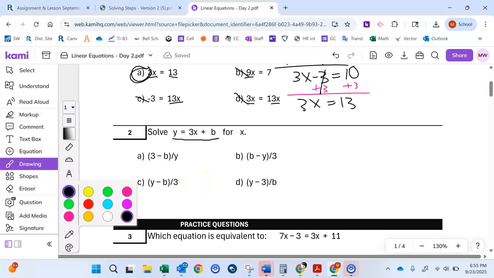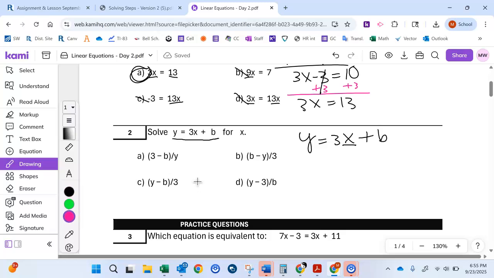Let me rewrite this, y equals 3x plus b. Okay, so the first step is to isolate x, which is our goal, is to remove things that are being added or subtracted to it. Okay, so we're going to go in the reverse order of operations. We're going to go what's being added or subtracted. So I want to remove the b so x can be by itself or alone. So I'm going to do the opposite of plus, which is minus, to both sides. Okay, and so when I do that, I get y minus b equals 3x.